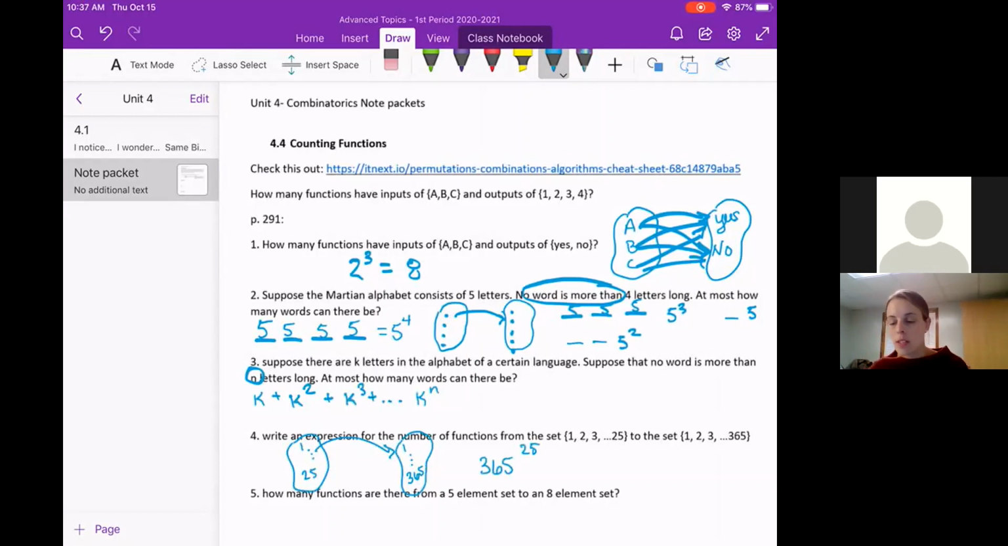So we've got 365 as our base because that's the number of things in our range. 25 is the number of things in the domain. That's going to be the power.